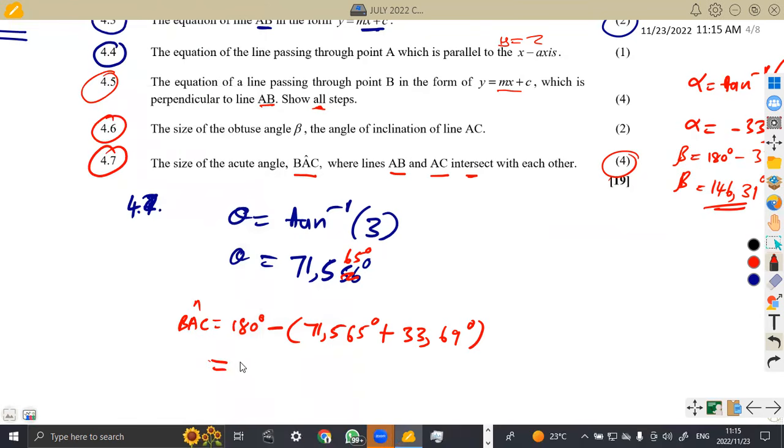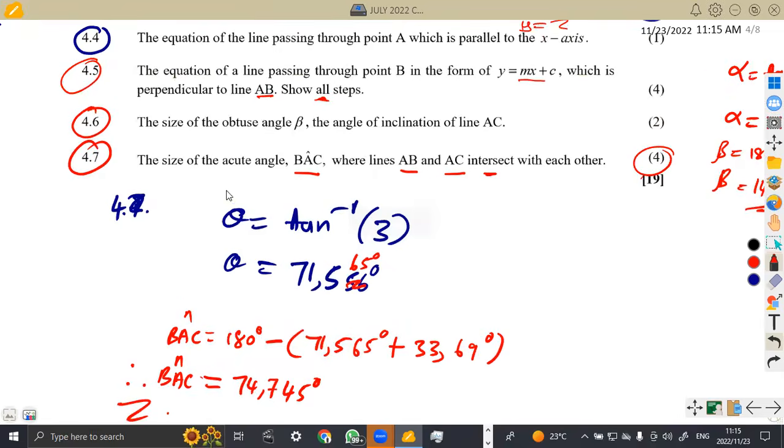So therefore BAC is going to be 74.745 degrees. That's our angle BAC. That is what we actually needed, the acute angle BAC. That's a sum of 19 marks in this question 4.